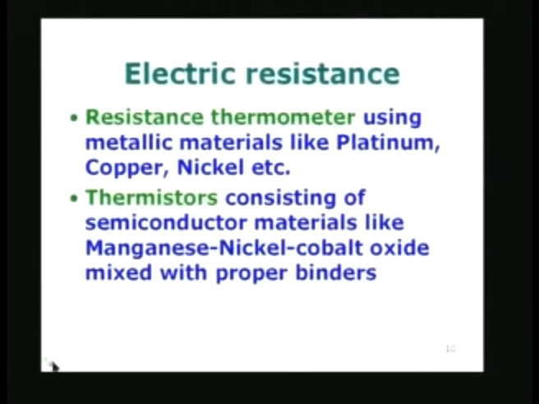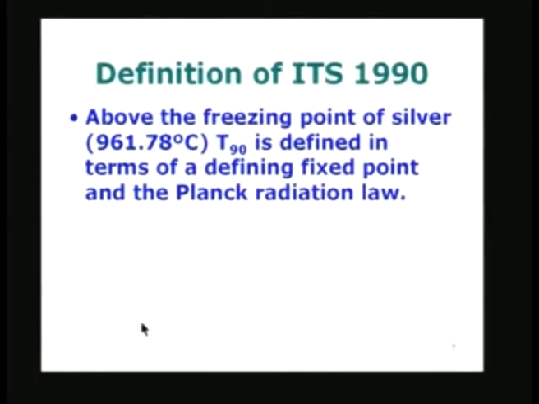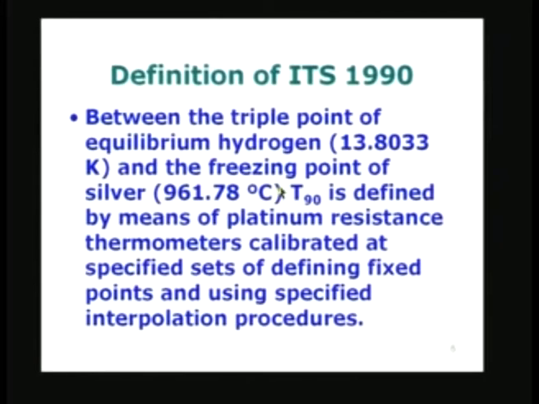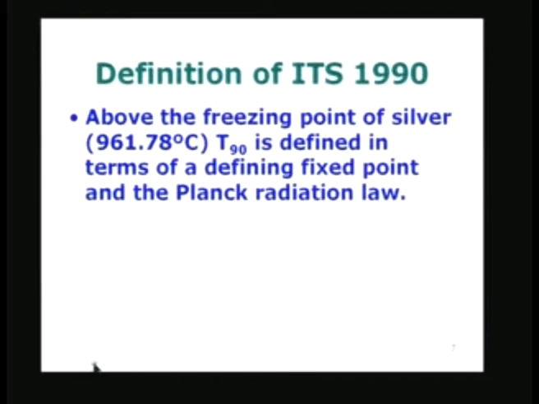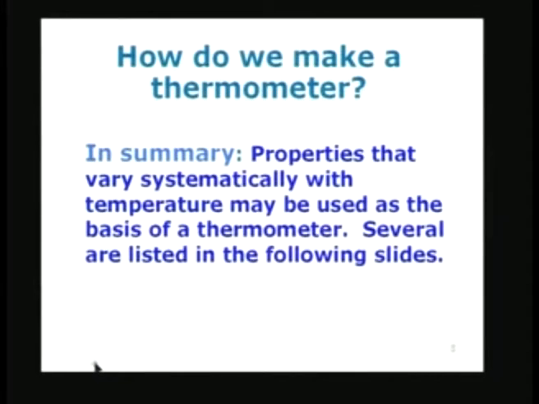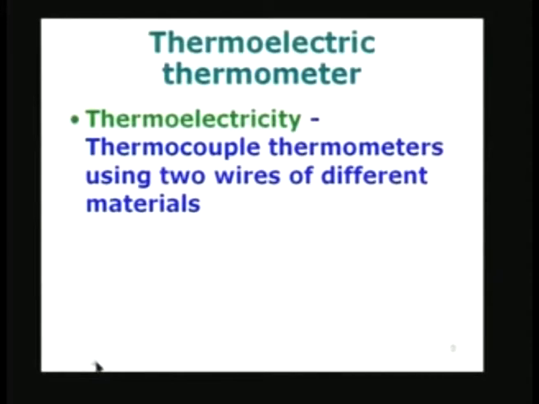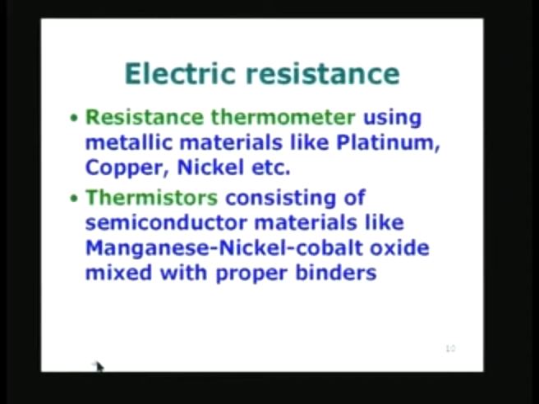We can go back to the slide and see what we did there. Between the triple point of hydrogen, 13.8, and the silver point, 961.78, we are using the platinum resistance thermometer as the specified thermometer to cover that range. Therefore, you see that the range is very large, 13 to 961, but the change in resistance is not very large. Therefore, it is not very sensitive in that sense of the term, but it can be used repeatedly to cover a large range of temperatures.